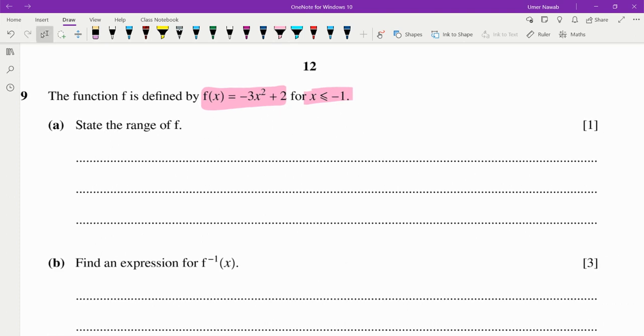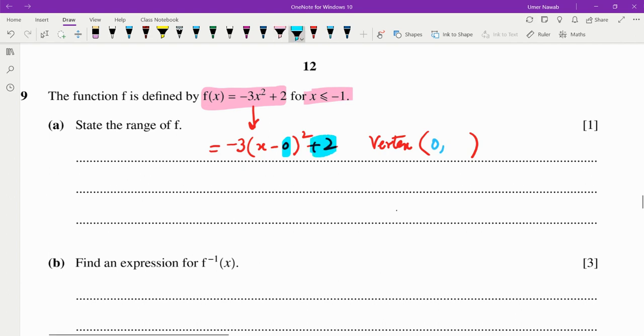To satisfy myself, first of all, convert this form into the completed square form. So may I write it as like this: -3 (x - 0)² + 2. So now it is written in a completed square form. Completed square form helps you to write the vertex of the parabola. The vertex of the parabola, this is 0. I'm going to write here 0, and outside we have here 2.